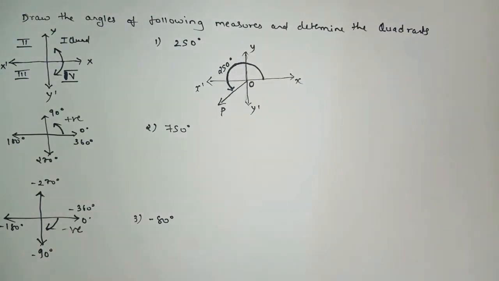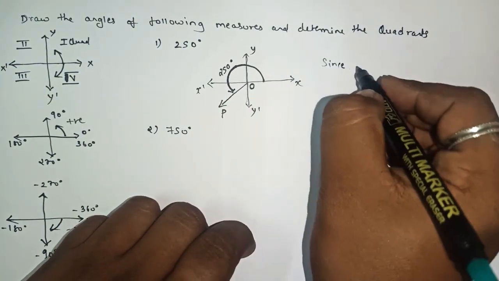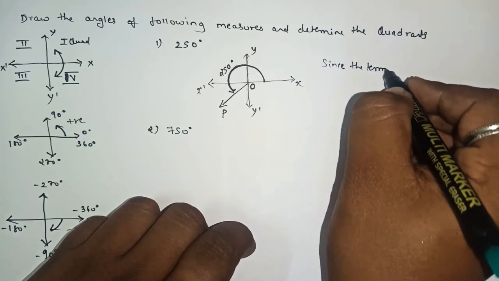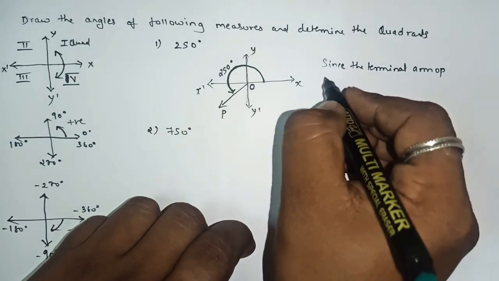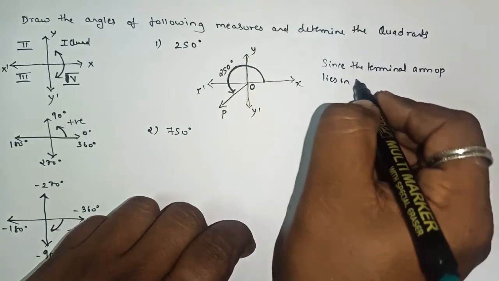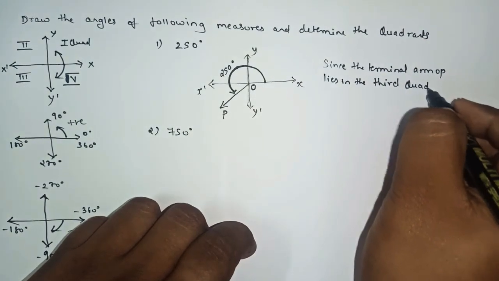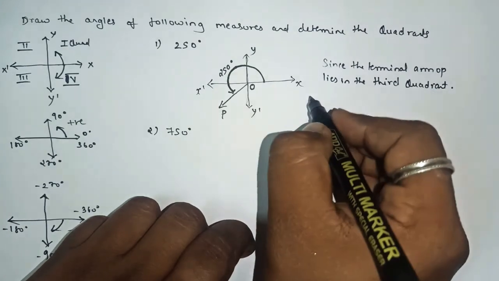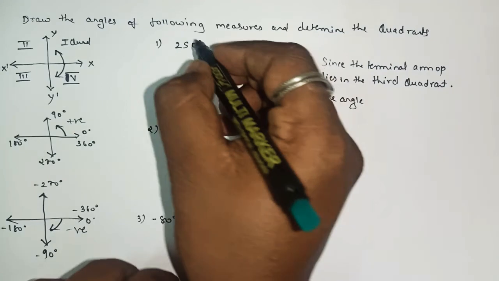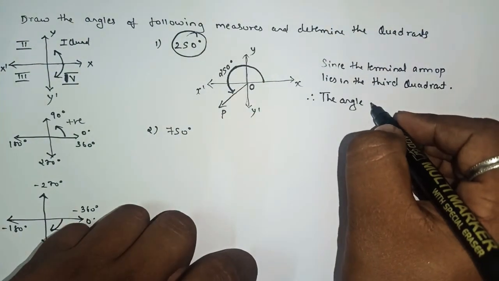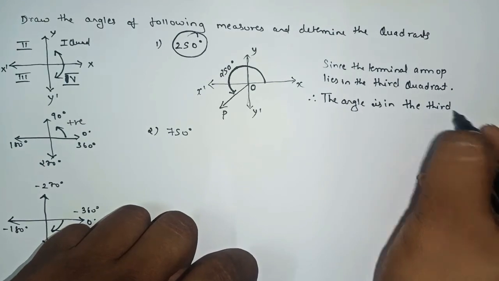So here you will write 250 degrees, and in the statement you will write: since the terminal arm OP lies in the third quadrant, therefore we can say that this angle 250 is in the third quadrant.